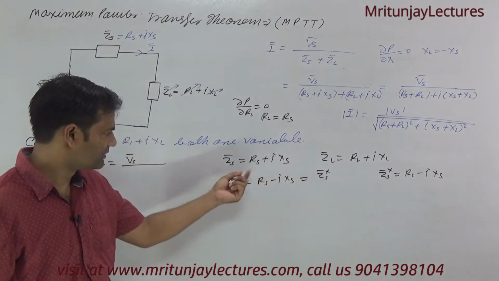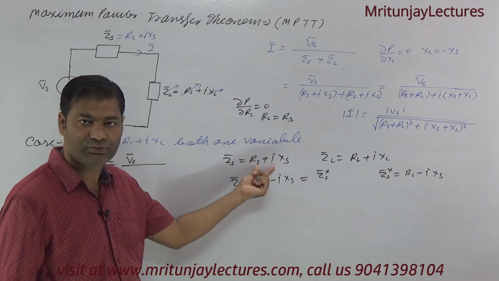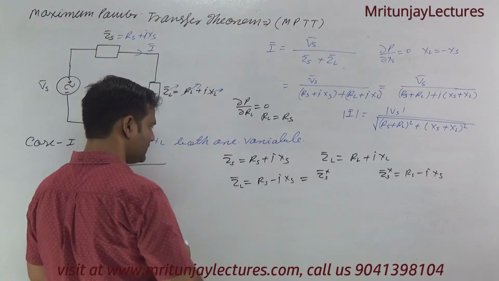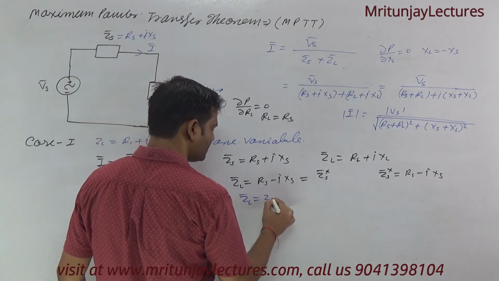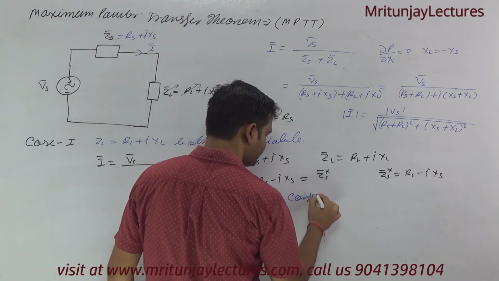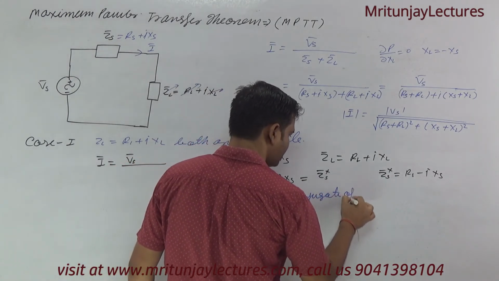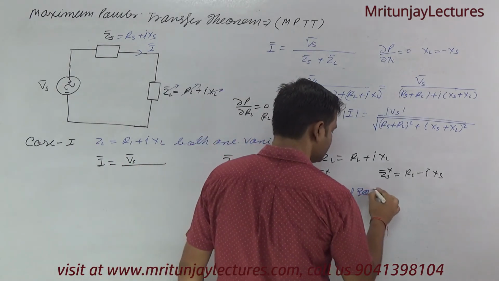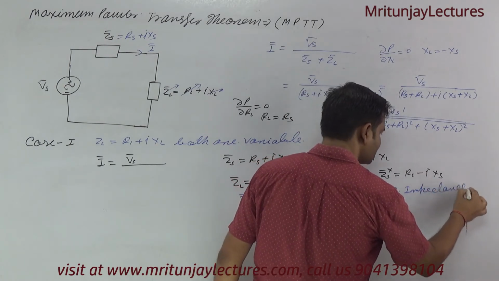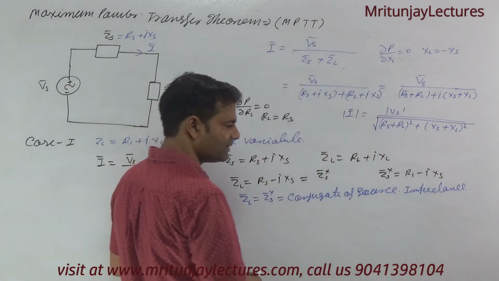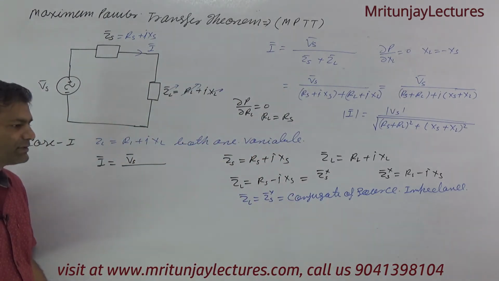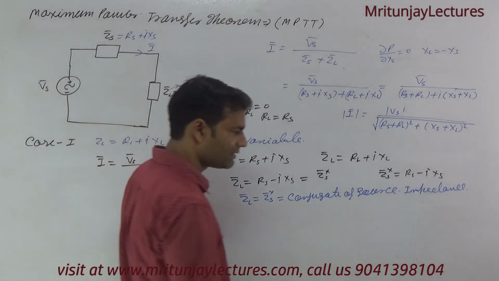This one is the source impedance, and this one is the conjugate of the source impedance. So it is written as ZL is equal to ZS conjugate, that is, the conjugate of the source impedance. If you feel any problem regarding this, then tell me, sir, I face the problem. Everything is clear or not?